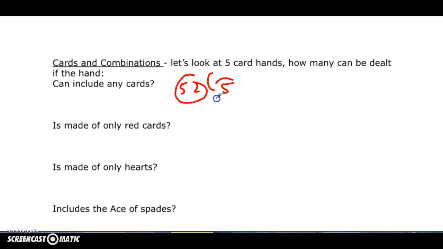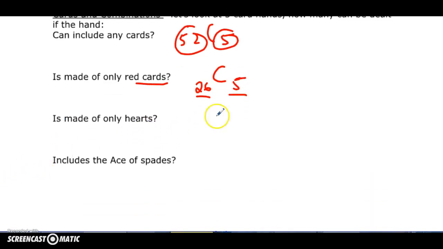So 52 cards, I'm going to choose 5 of them. If I was just choosing red cards, this is a lot easier than you think. All you do is say this. How many red cards are there? How many am I choosing? 26 red cards. I'm choosing 5. I'm done. That's the number of hands of cards that are all red.